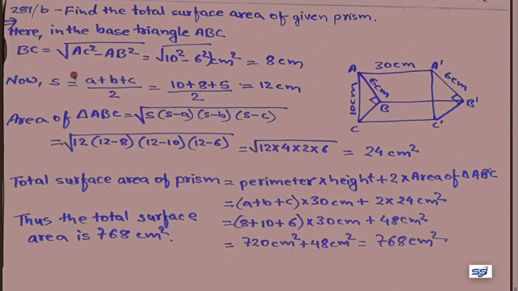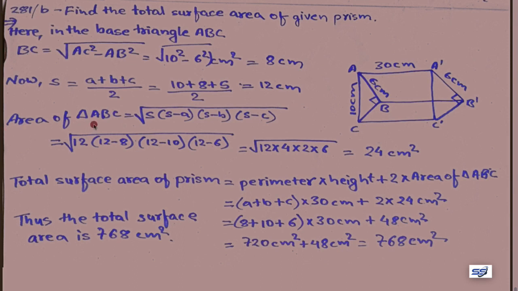Now, your question number 281 upon B. Find the total surface area of given prism. Here, in the base triangle ABC, BC is equal to root under AC square minus AB square, is equal to root under 10 square minus 6 square, is equal to 8 centimeter. Now, S is equal to A plus B plus C all upon 2, S means semi perimeter, is equal to 10 plus 8 plus 6 whole upon 2 is equal to 12 cm.